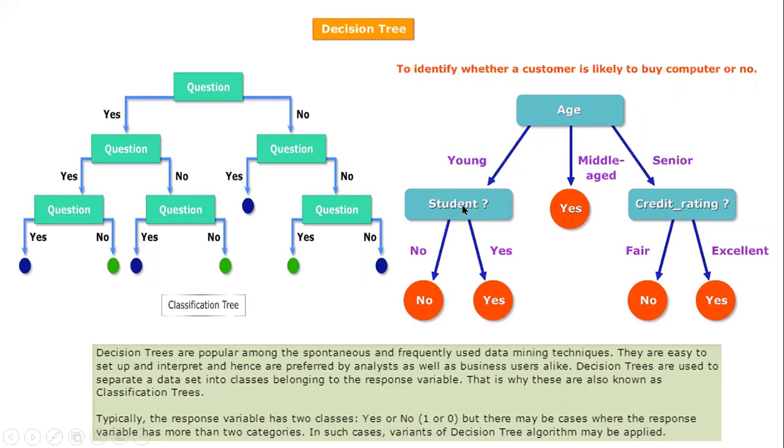So if he's young, then if he's a student, then if he's not a student, the probability is he'll not buy. If he's a student and he's young, then probably he'll buy. If he's middle aged, maybe he's from a working background, IT background, then for sure he has to buy. There is no other classification in that. There are no further rounds of questioning. If he's a senior, then if he has a credit rating, whether he can afford it or whether he will buy on EMI. But for buying on EMI for an elderly person, there are different options, because if he's not earning, how will he pay the EMI, whether he can get a loan or not. So all that we have to see, like if it is fair or excellent, right?